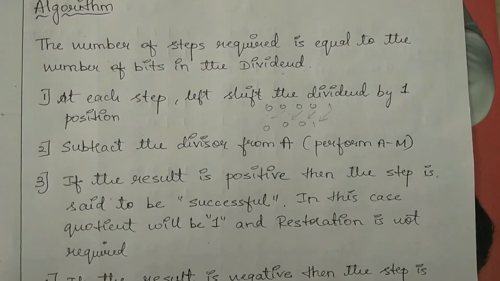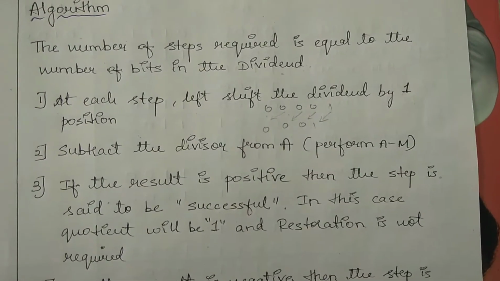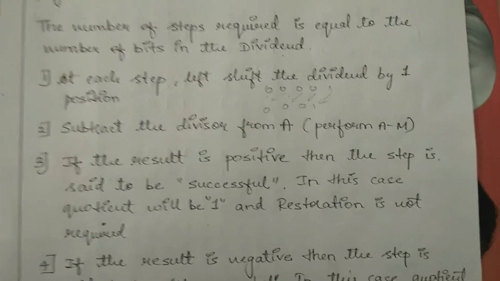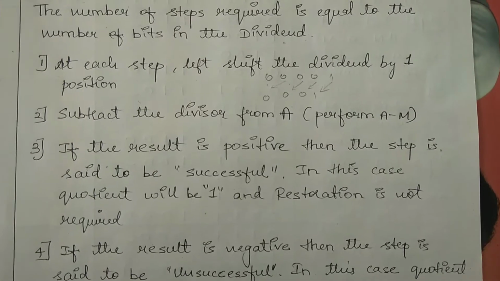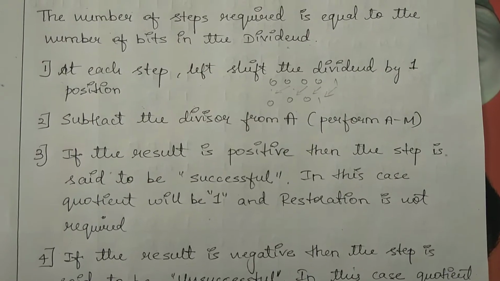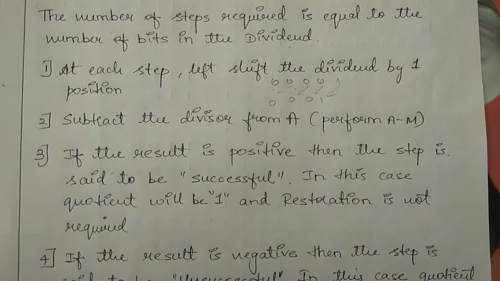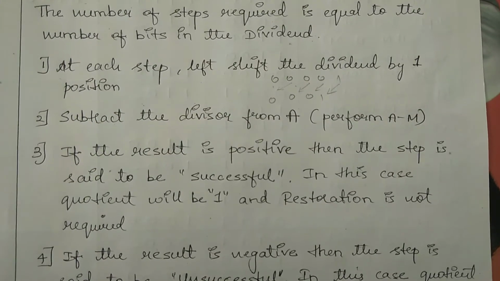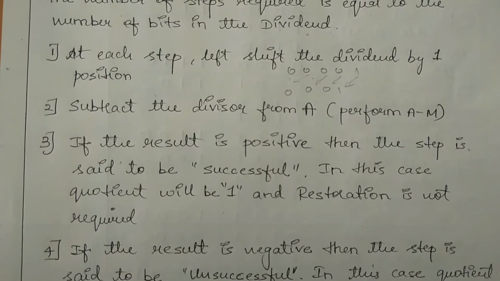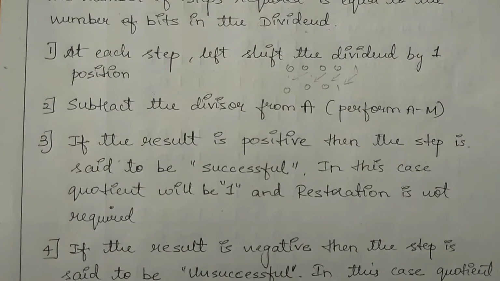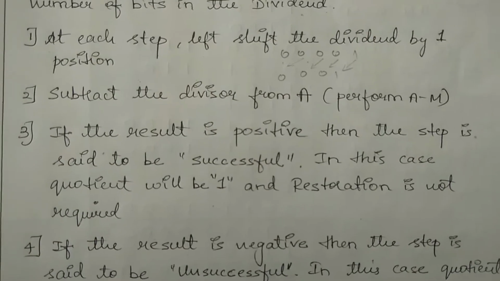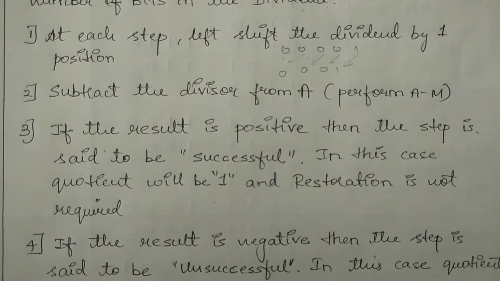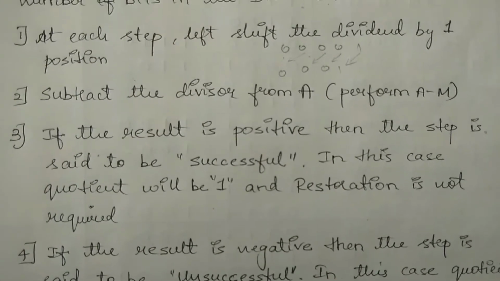Next, subtract the divisor from A. A means accumulator. If the result is positive, then the step is said to be successful. In this case, quotient will be 1 and restoration is not required. So the result we are talking about here is after performing the subtraction of the divisor from A. If we get the quotient as 1, then there is no need of restoration.